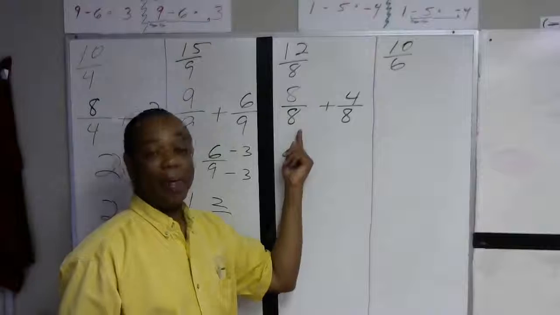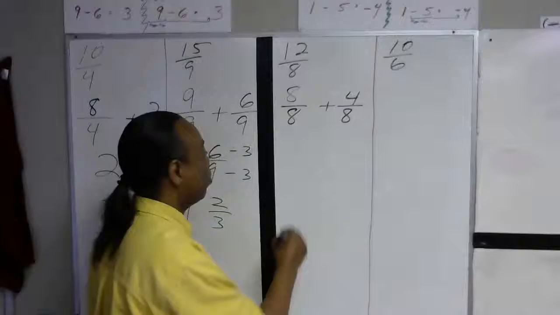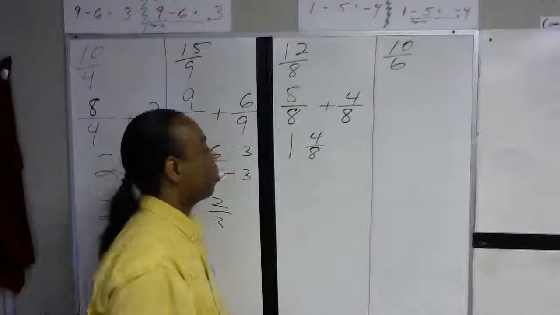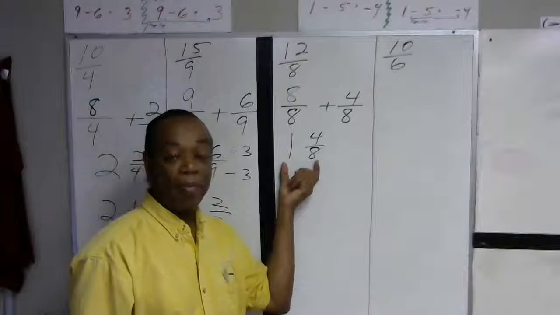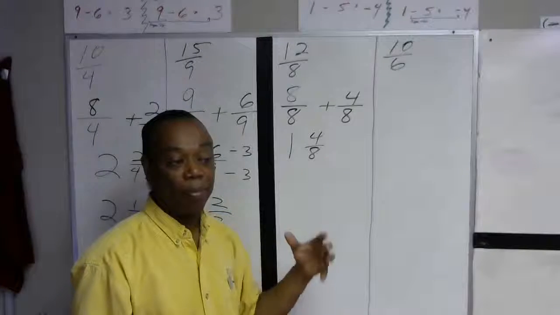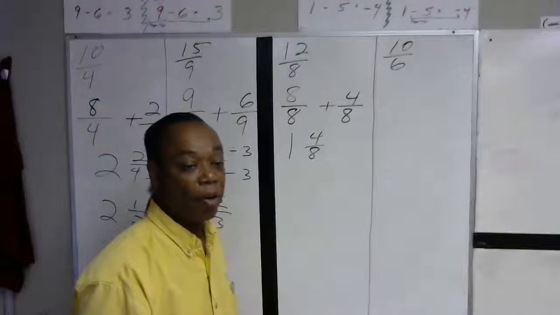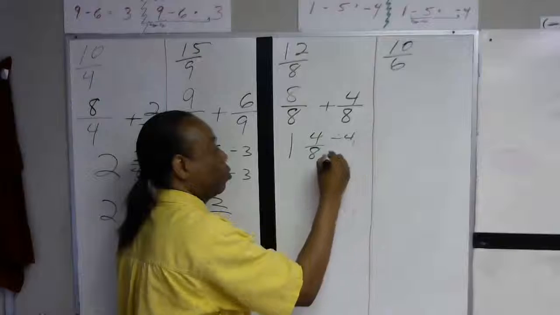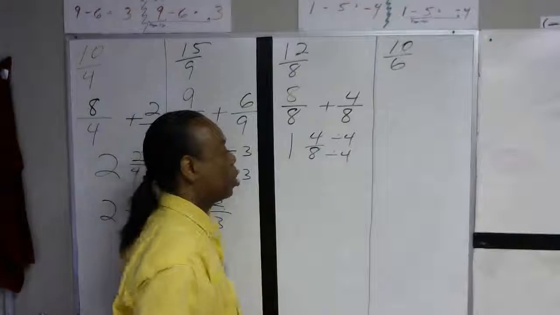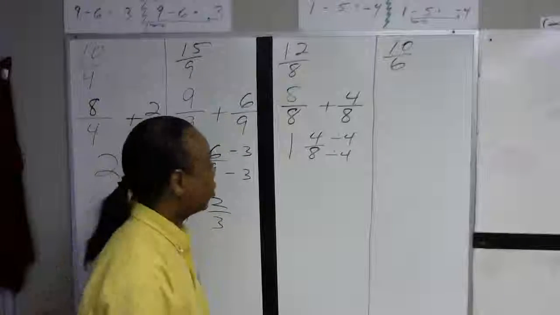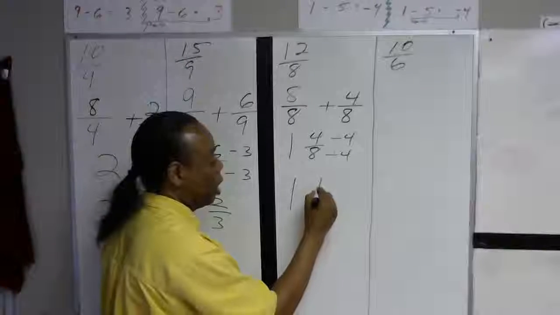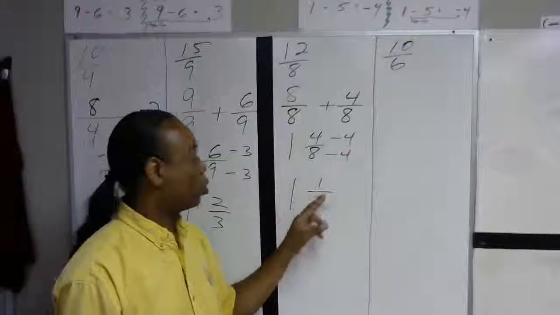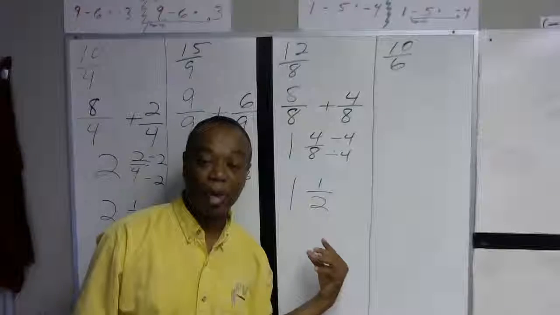Now, 8 divided by 8 is 1. And 4/8 goes next to it. Now we have a mixed number, but I want to simplify my fraction. I'm going to divide both by 4. Divided by 4 gives me 1 and 1/2. 4 divided by 4 is 1, and 8 divided by 4 gives me my 2.